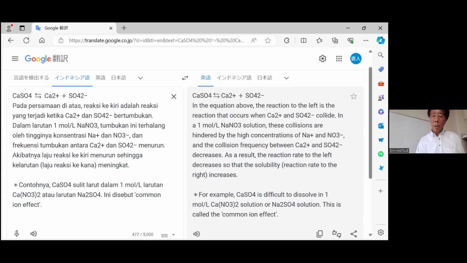This is called the common ion effect. Could you understand? Calcium sulfate dissolves much in sodium nitrate solution, but it is difficult to dissolve in calcium nitrate or sodium sulfate. This phenomenon is called the common ion effect.